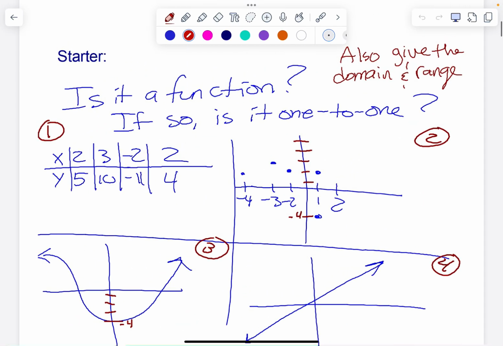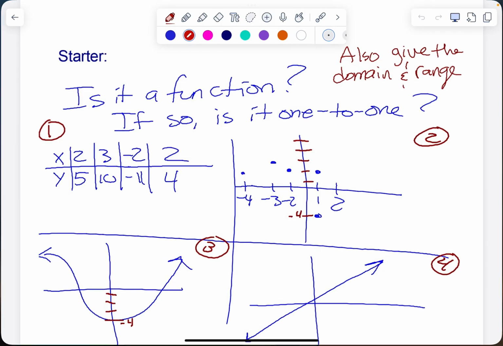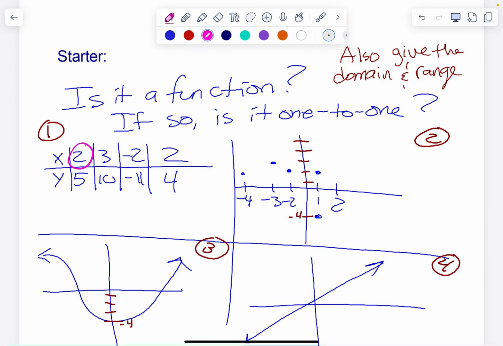So if we look at this first one, the table, hopefully you noted that 2 is on here twice, and it gives two different values. So is this a function? No.